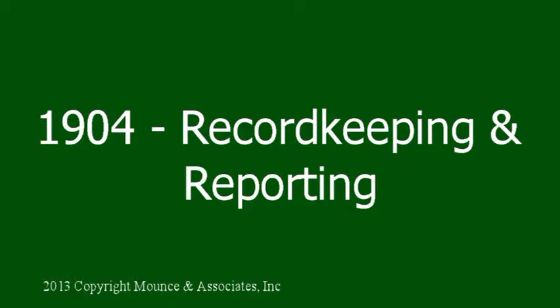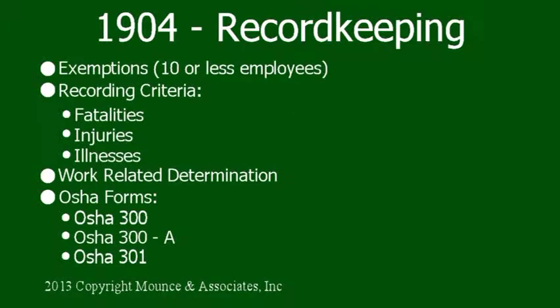Record keeping and reporting. 1904 outlines the requirements for record keeping and reporting of injuries and illnesses. If your company had 10 or fewer employees at all times during the last calendar year, you do not need to keep OSHA injury and illness records unless OSHA or the BLS informs you in writing that you must keep records. However, all employers covered by the Act must report to OSHA any workplace incident that results in a fatality or hospitalization.